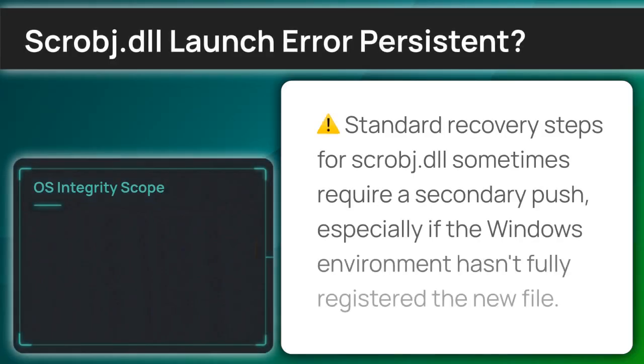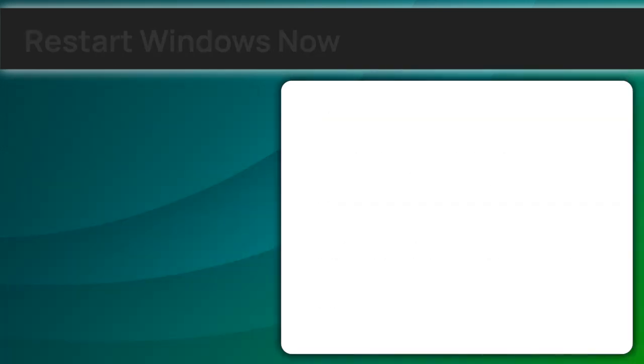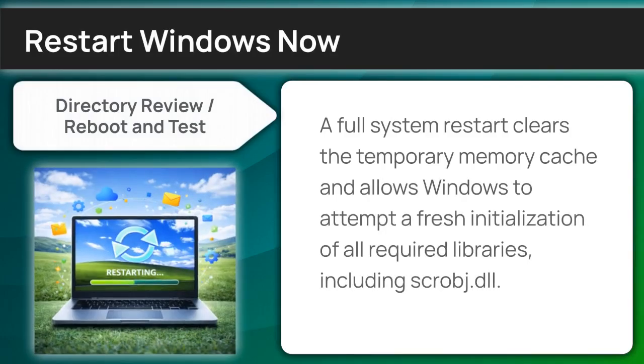If you're still finding yourself stuck after the reinstall, our next priority is to check for any active blocks in the system path. A quick reboot can determine if the error is transient. While it won't fix a deleted file, it can re-establish the connection between your software and the script object module file if the path was temporarily busy.